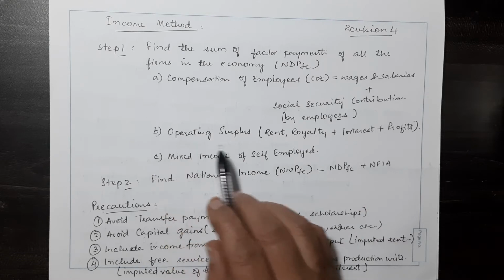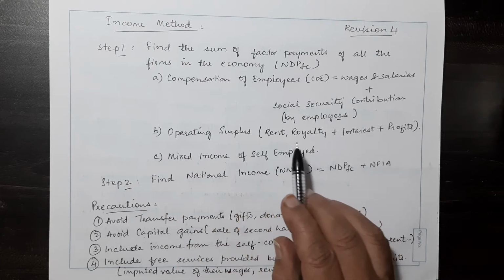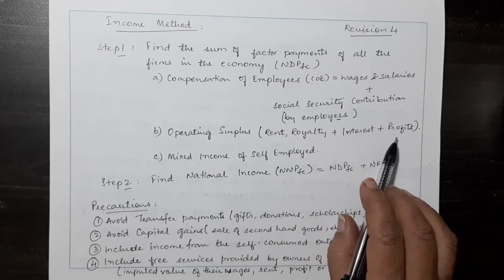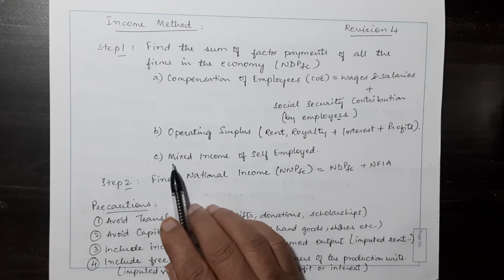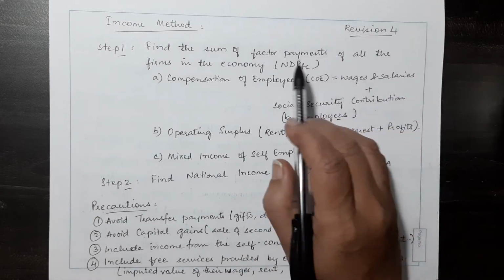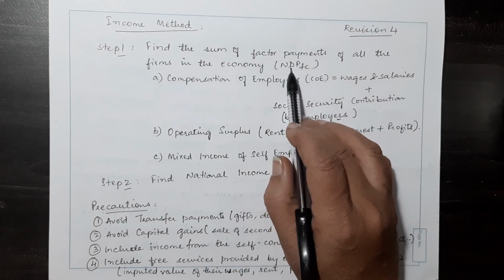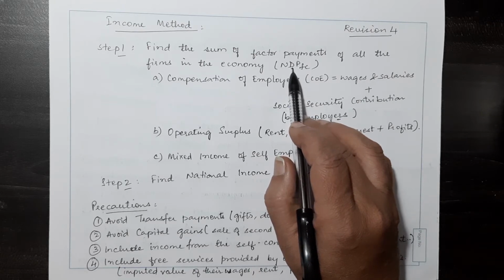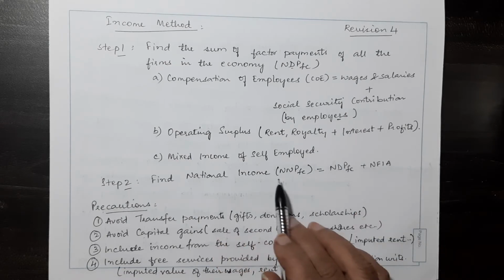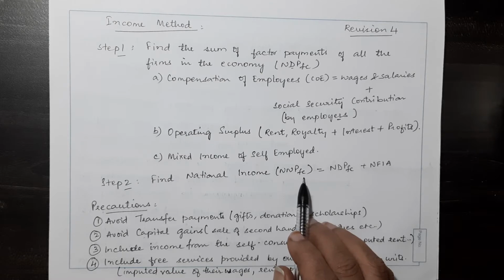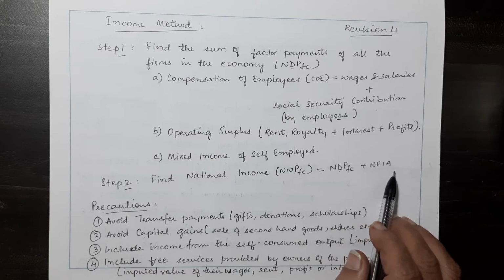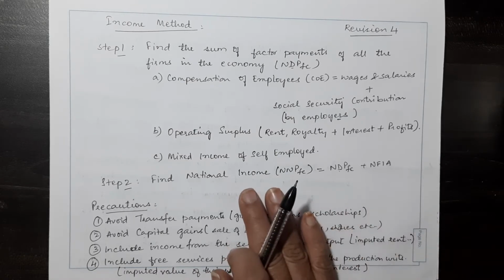Then the second one is the operating surplus. The factor payments made towards rent, royalty, interest and profits. Then third comes the mixed income of the self-employed. So this will give us the net domestic product at factor cost. So it's giving us the domestic product. When you add the factor income from abroad, then we get the national income, which is NNPFC. Net national product at factor cost is net domestic product plus net factor income from abroad. So this is how we arrive at the national income.